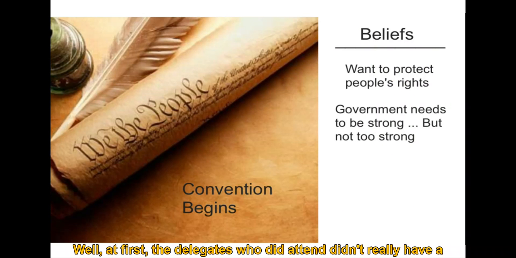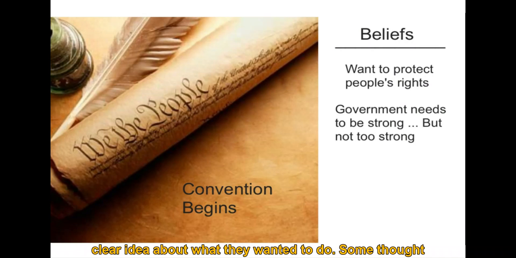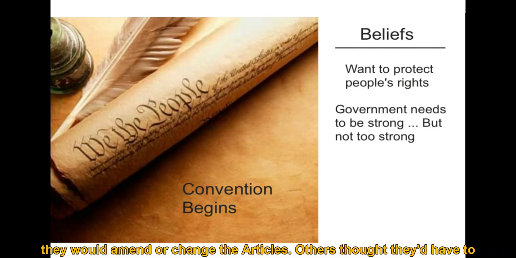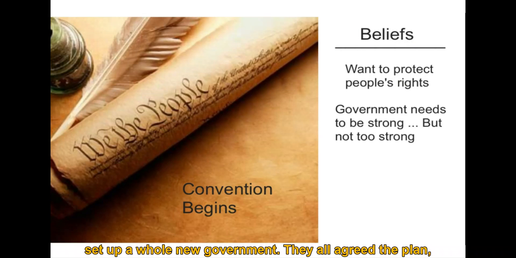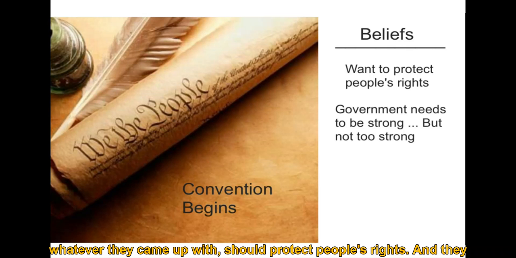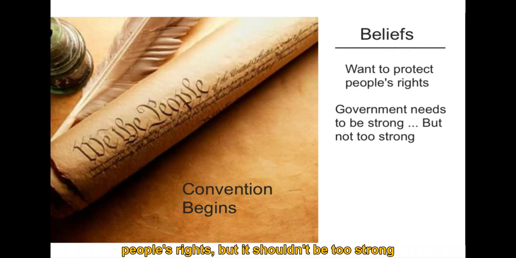Well, at first, the delegates who did attend didn't really have a clear idea about what they wanted to do. Some thought they would amend or change the articles. Others thought they'd have to set up a whole new government. They all agreed the plan, whatever they came up with, should protect people's rights. And they all agreed that the government needed to be strong enough to protect people's rights, but not so strong that it couldn't be controlled by the people.